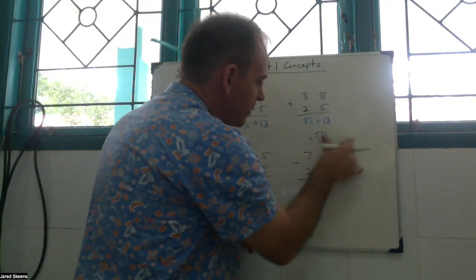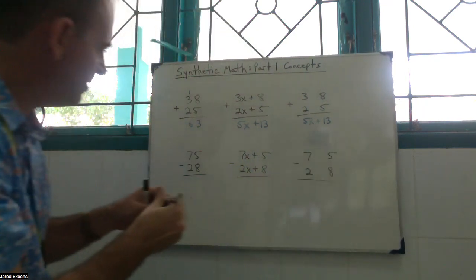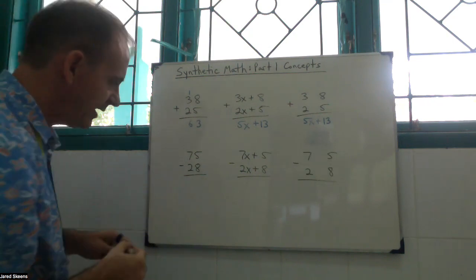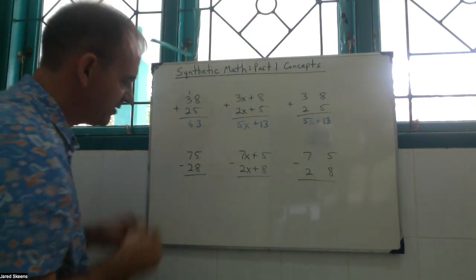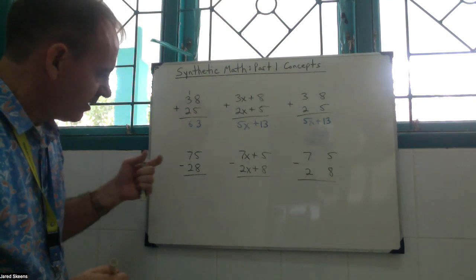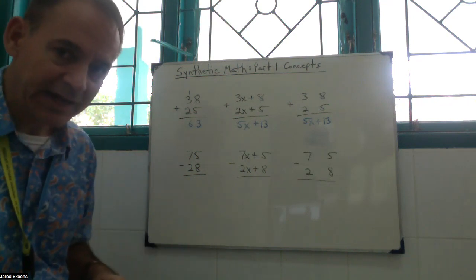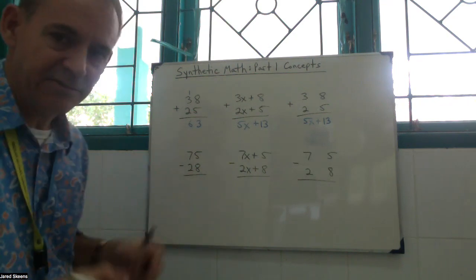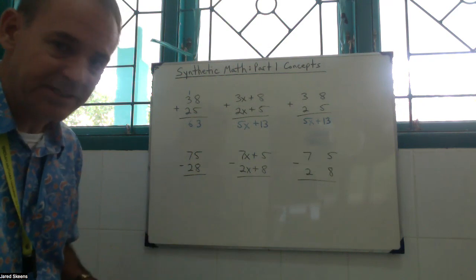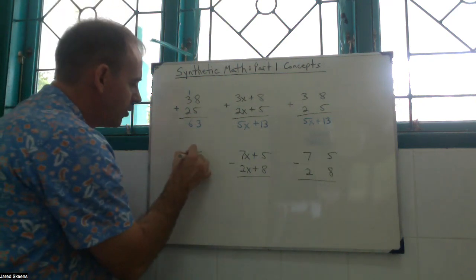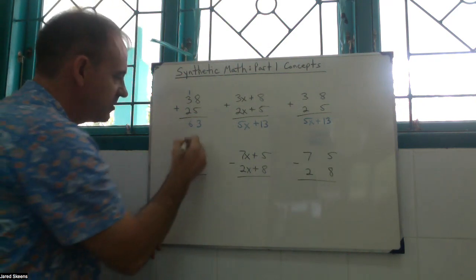So if we do the same thing with subtraction, here we have 75 minus 28. In basic math, we have to borrow if there's not enough ones. 5 minus 8, there's not enough. We're not allowed negative digits. So we borrow from the tens column.